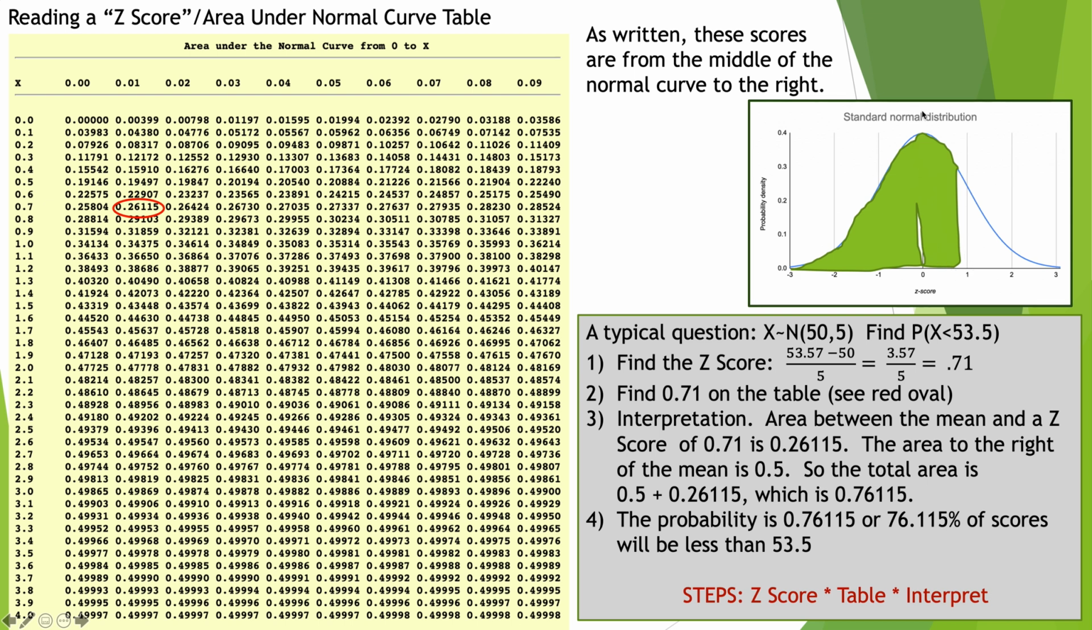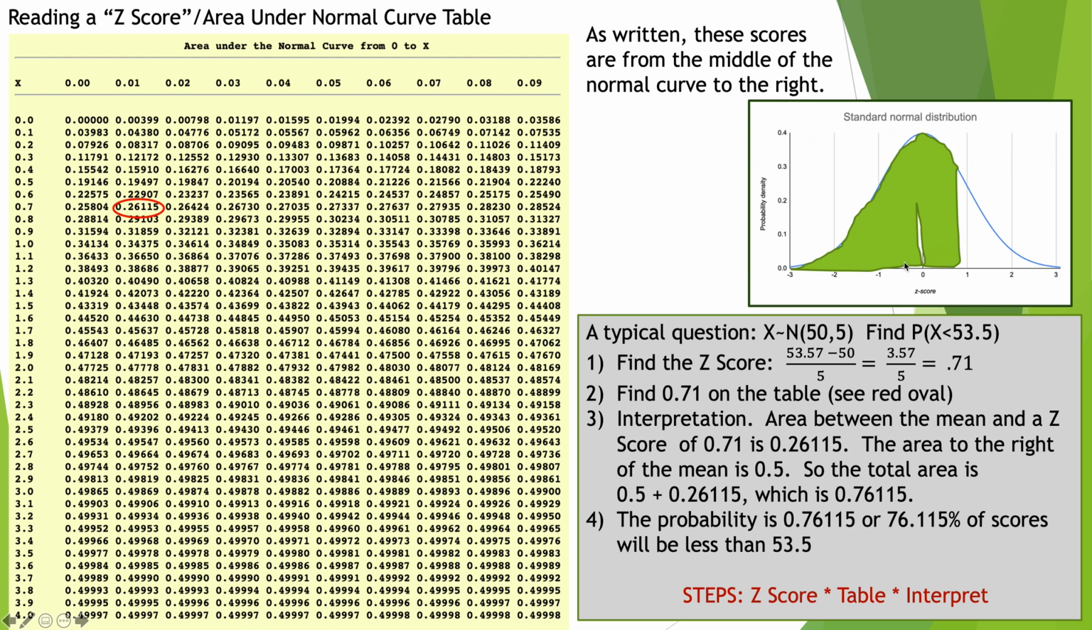Not the middle of the graph, not the left side of the graph, but this blob, if you will, because this is drawn freehand on the right. This area is 0.26115. That's what the table is telling you, and that's why I circled it in red. The 0.7 and the 0.01 together make 0.71, and that's the area 0.26115. And these areas in this yellow table are all for the amount of area to the right of the mean of the graph, so the right of the midpoint of the graph.